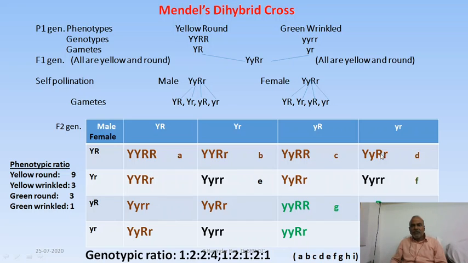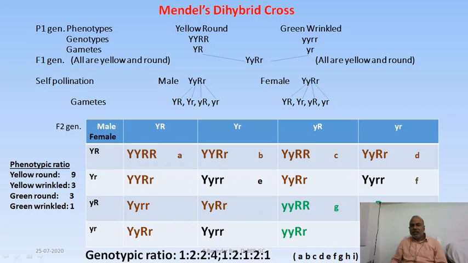1, 2, 3, 4, 5, 6, 7, 8, 9. So this very big triangle you may be observing, I have given a different color to express the yellow and round. So all these are yellow and round, they are 9. And how many are yellow and wrinkled? You see the black color, 1, 2, 3 only, 3. How many are green and round? You see the light green color, green and round are 3.